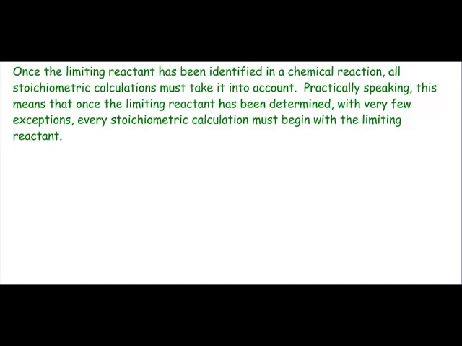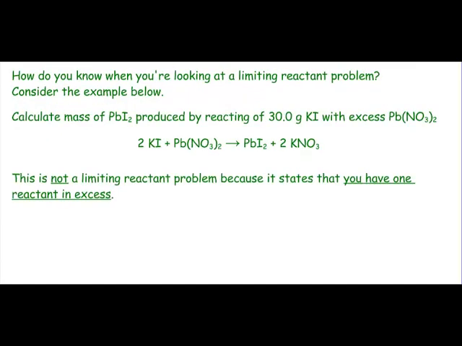The important thing to know about a limiting reactant is once we have identified it in a chemical reaction, every calculation after that has to take into account the limiting reactant. What that really means practically is that once we've identified our limiting reactant, every calculation we make after that has to begin with the limiting reactant. So the question arises, how do we know we're looking at a limiting reactant problem?